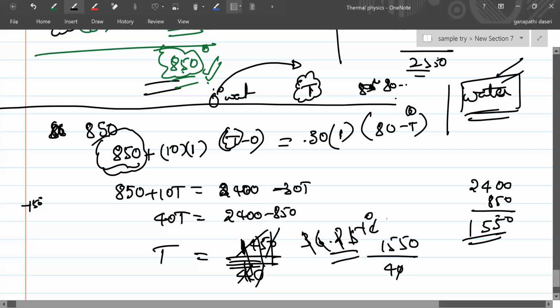0 0 cancel. 4 3 is 12. 35. That is 4 8 is 32. 3. That is 4 7 is 28. 2. And that is 4 5 is 20. 38.75 degrees will be that.